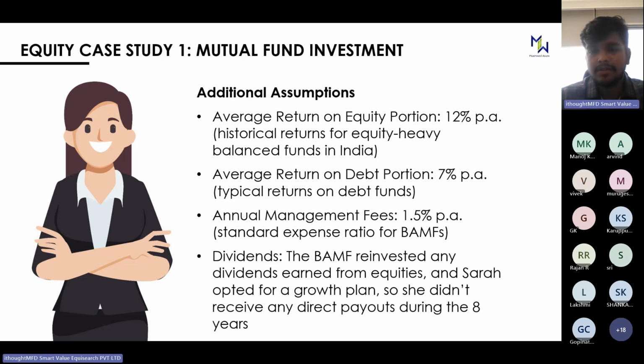So these are the assumptions I'm taking. For the debt component, I'm assuming that the returns would be 7% per annum. And for the equity component in that balanced advantage mutual fund, it would be around 12%. The expense ratio would be around, let's say, 1.5% per annum. And we are also assuming that the dividends are being reinvested.